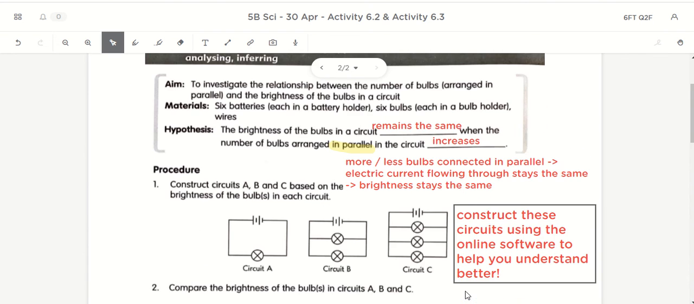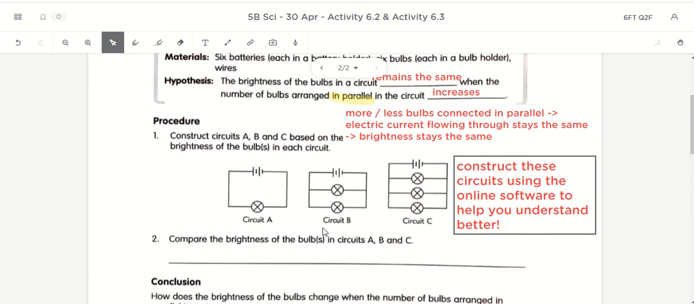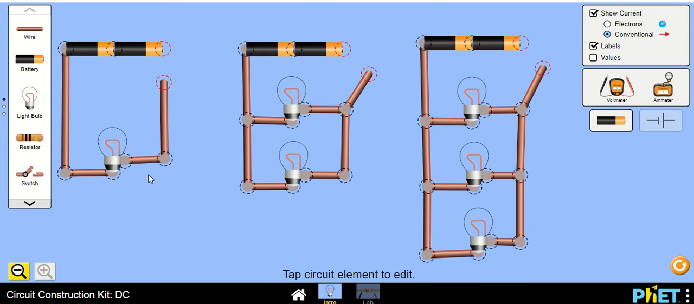Okay. So again, using the online software, you're supposed to construct A, B, and C with two batteries for each, and now the bulbs are connected in parallel. You realize that there are different paths for the electric current to flow. In this one, there are three different paths for the electric current to flow from one end of the battery to the other. So I've already constructed it over here. This is circuit A, circuit B, and circuit C. Two batteries, one bulb, two bulbs in parallel, three bulbs in parallel.